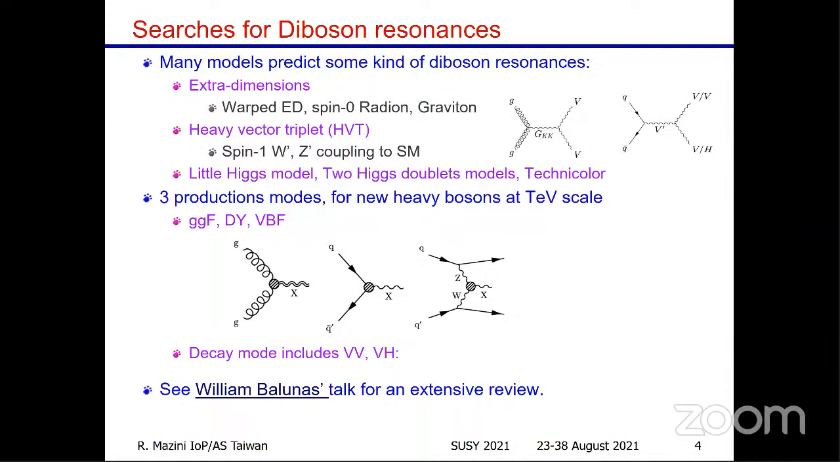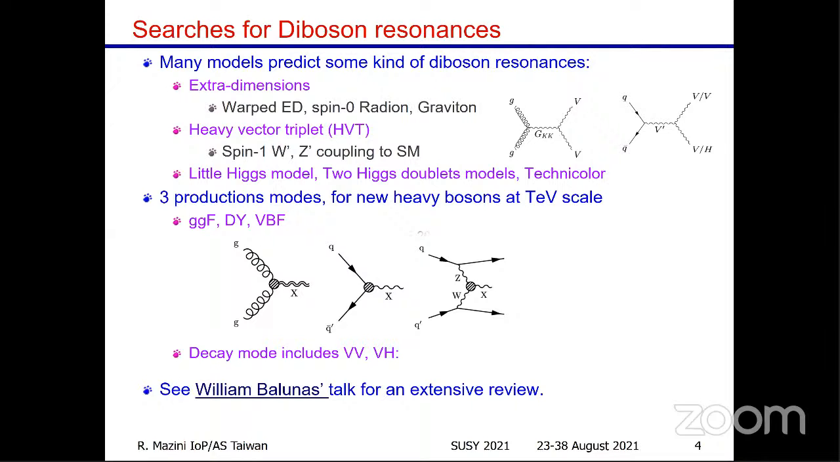And these dibosons, or any resonance, can be produced either through gluon fusion, Drell-Yan, or VBF, as presented in these three diagrams here. They can decay either to VV or VH resonances. For a more extensive review, one can check this link for Bill's presentation.